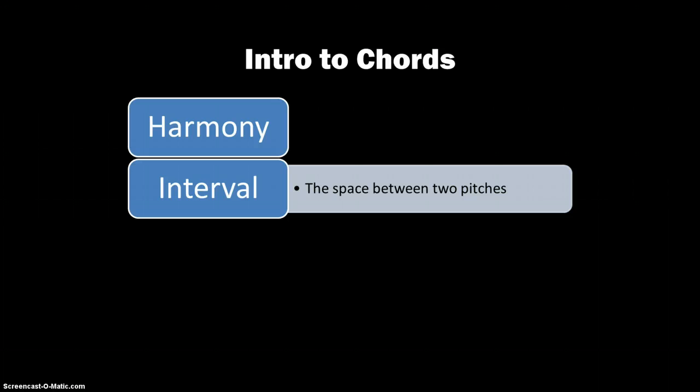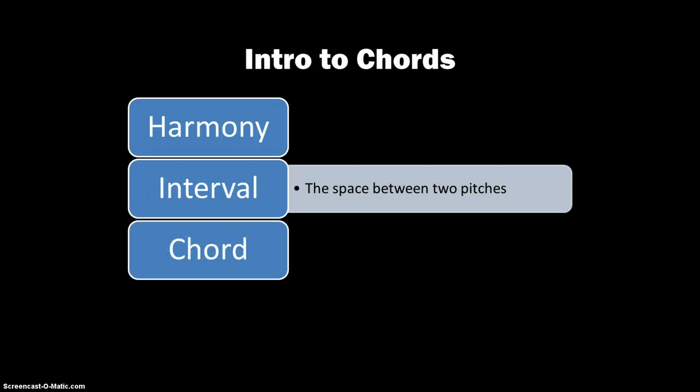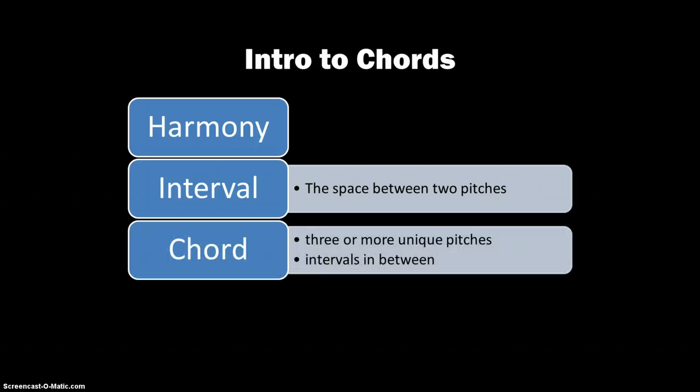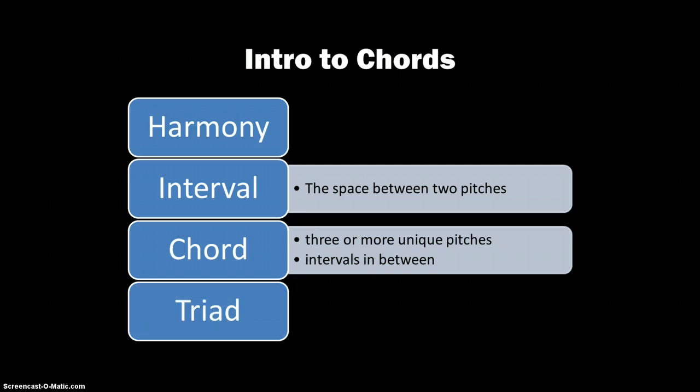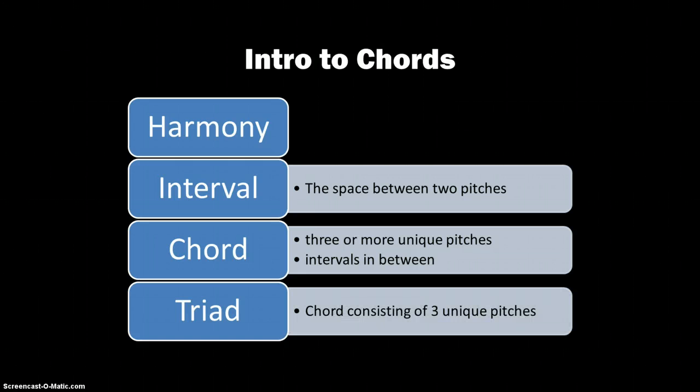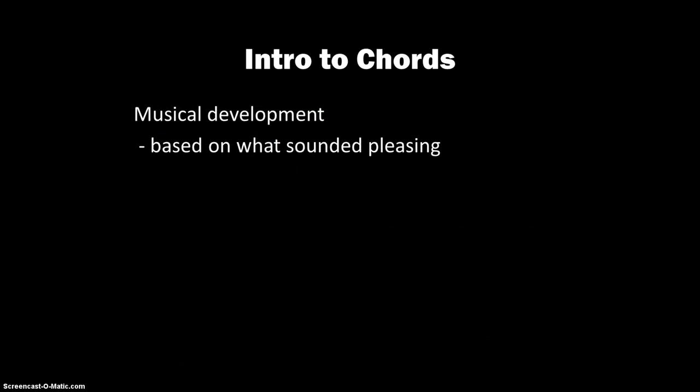So far what we've discussed in class as far as harmony were intervals, and we know that that is the space between two pitches. When we talk about a chord, we're talking about the space between three or more unique pitches, or three separate pitches, and the intervals that are in between them. And the first type that we're going to look at are called triads, and those are chords that consist of three unique pitches. So interval is two pitches, triad would be three unique pitches.